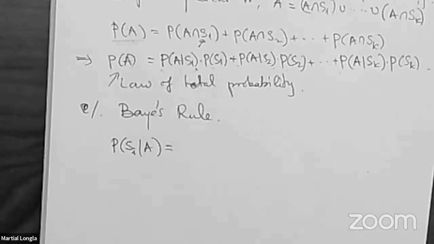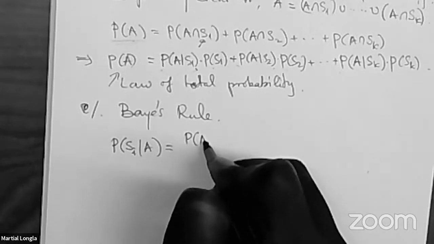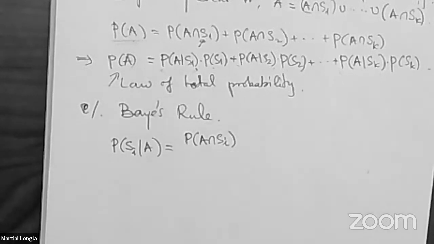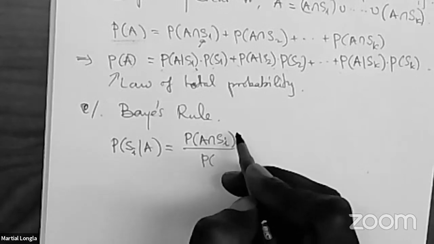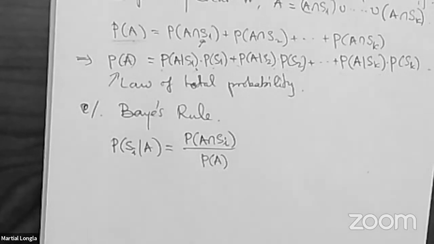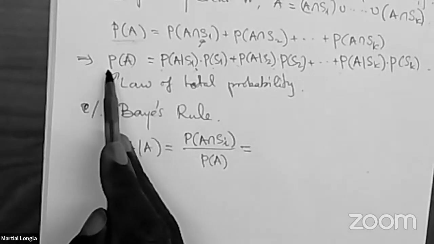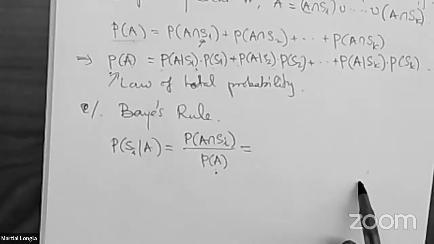And we use first the definition. That's the probability that it comes from Si and it is defective, divided by the probability that it is defective. Do we agree? That's the definition of conditional probability. And now you use the law of total probability to find P of A. That's what goes down.